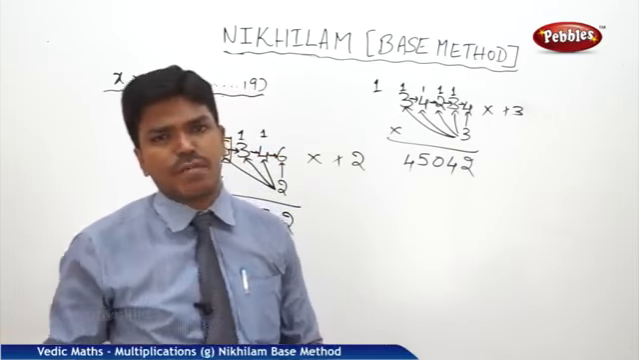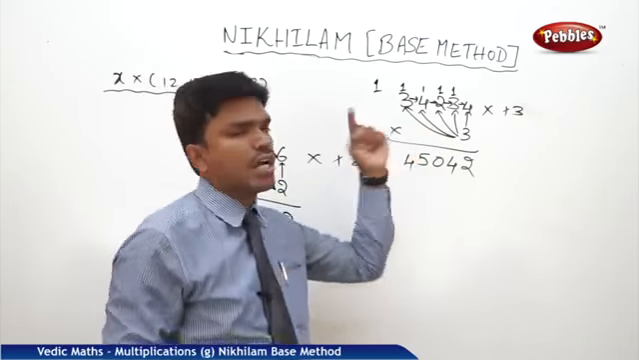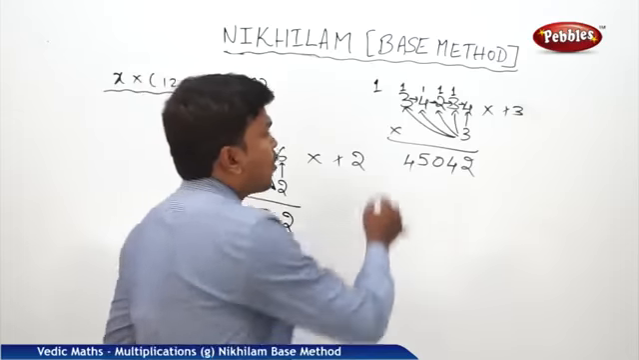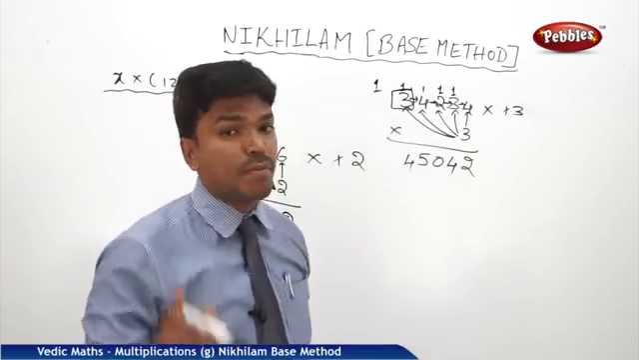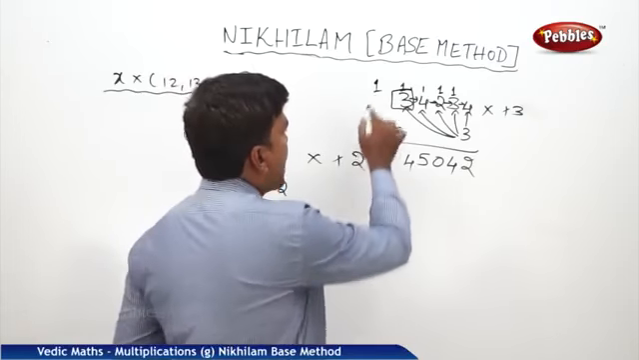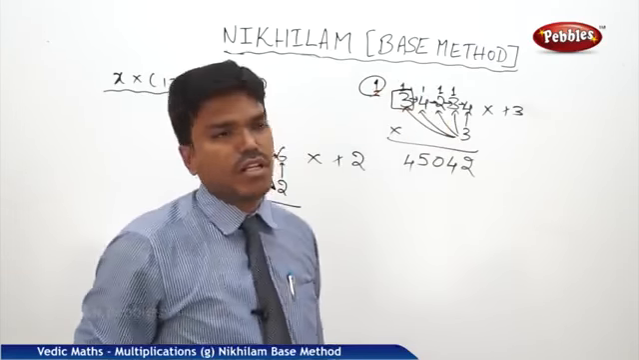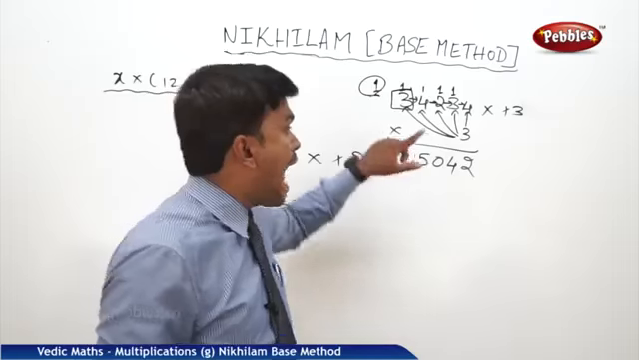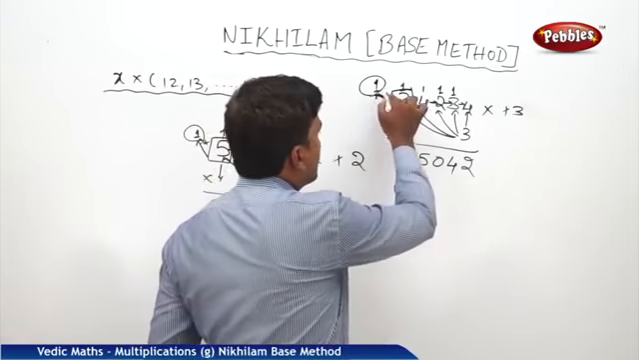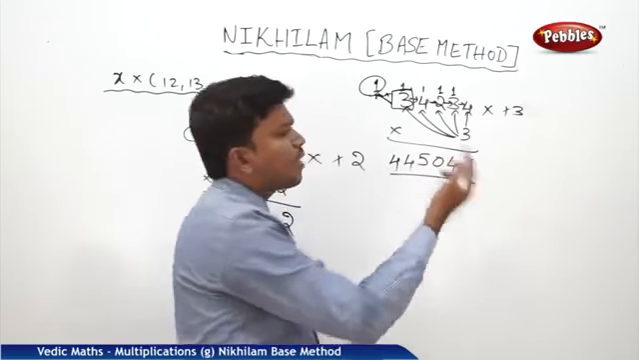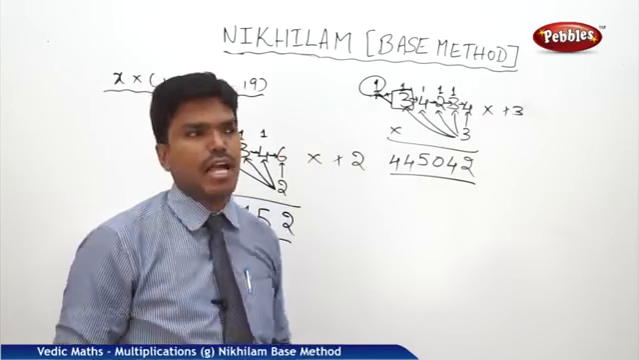Now what is the last step? Even after multiplying with the last digit, the last step is to drop the leftmost digit as it is. Now I have to drop 3 as it is. But before dropping, check whether there is any carry. Yes, there is a carry. The carry is 1. Add 3 to 1, that is 4. After adding the carry, now you drop. If there is no carry, you can drop the leftmost digit as it is.